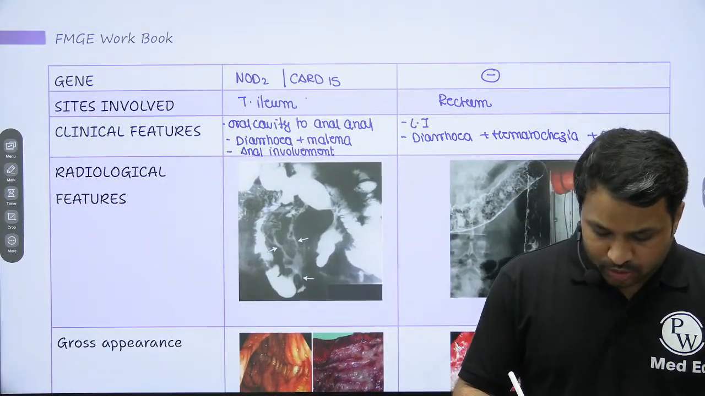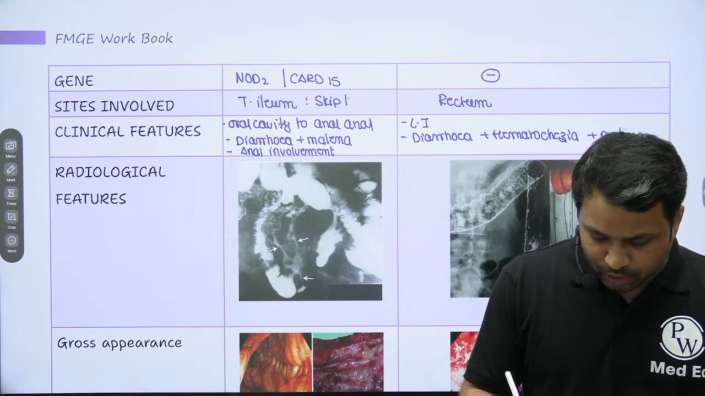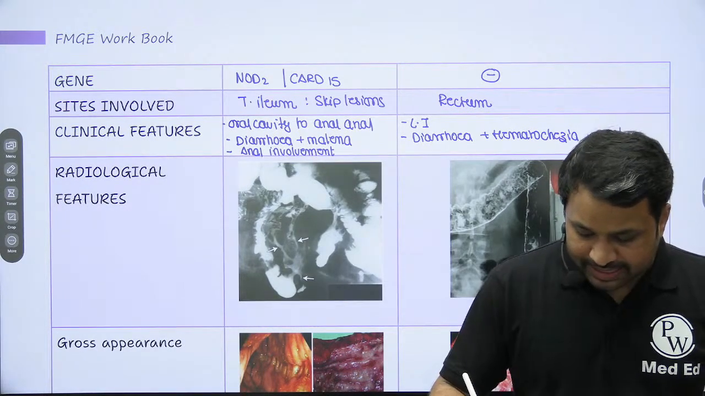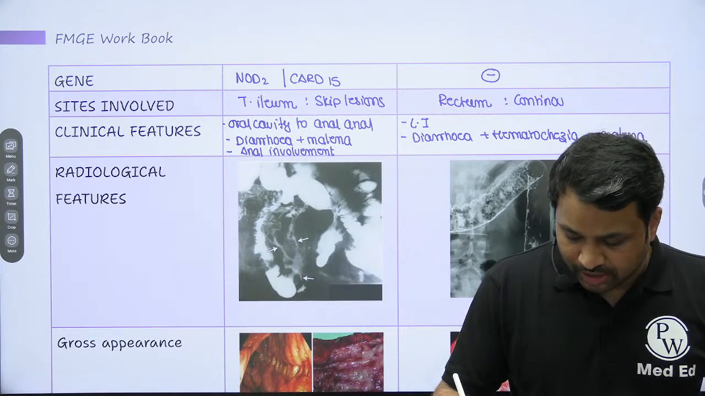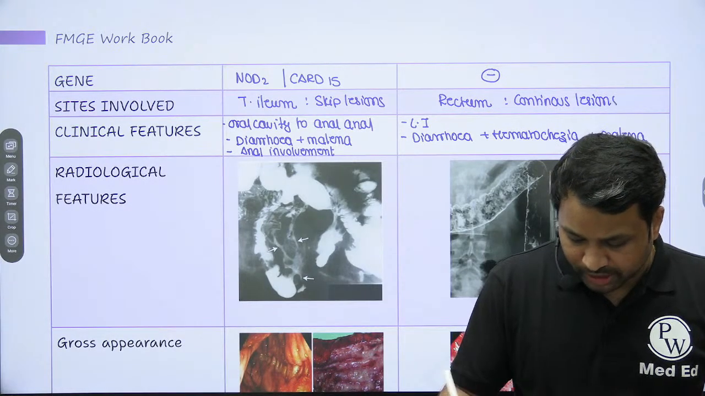Yes, in Crohn's, you will see skip lesions. You will not have a continuous lesion, whereas the rectum is going to be involved, or when you talk about ulcerative colitis, it is going to have a continuous lesion. No point for guessing, right?